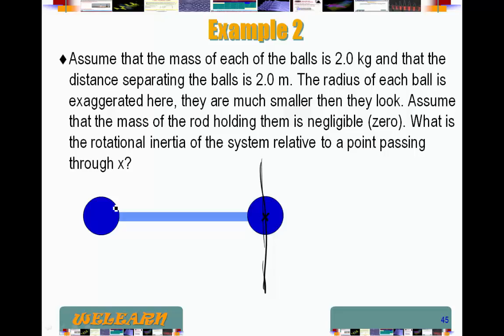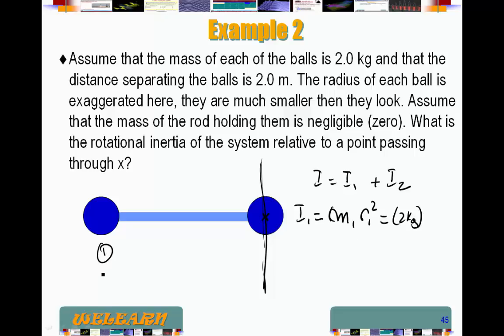Now, the moment of inertia is going to be the moment of inertia of mass 1, let's call this mass 1, plus the moment of inertia of mass 2. The moment of inertia of mass 1, like we did before, is going to be m1 times r1 squared, which is in this case 2 kilograms, and r1 is going to be this distance, which is 2 meters squared. 2 squared, that's 4 meters squared, times 2, so 8 kilogram meter squared.